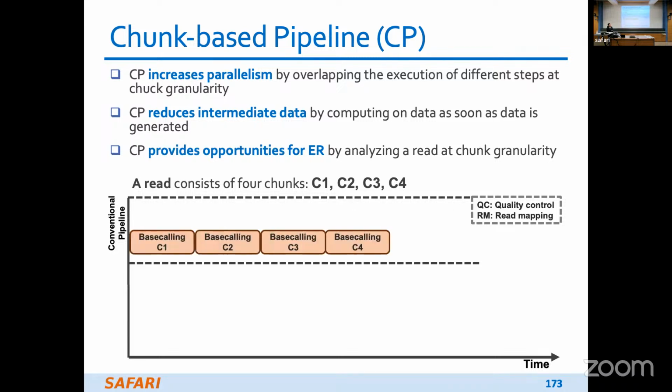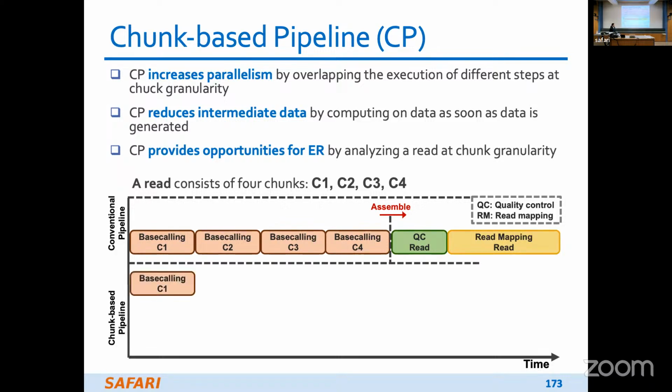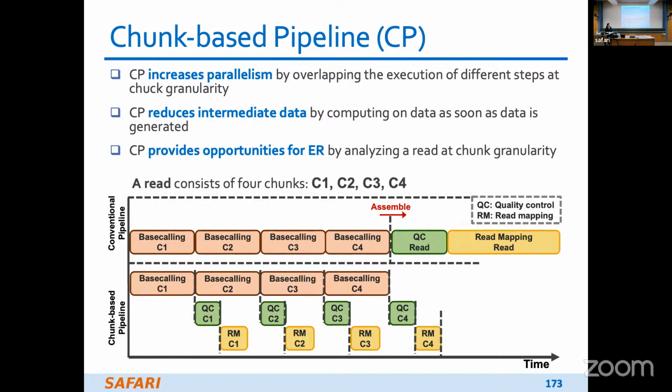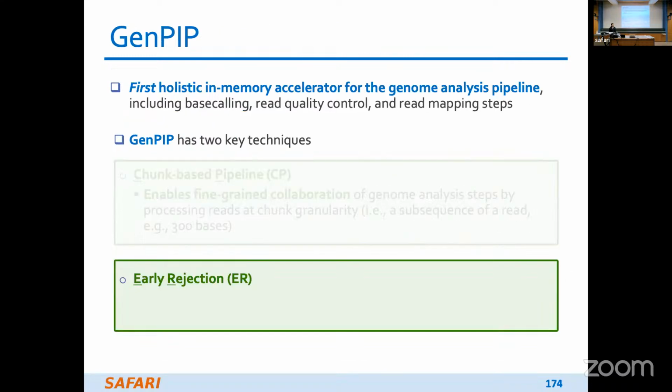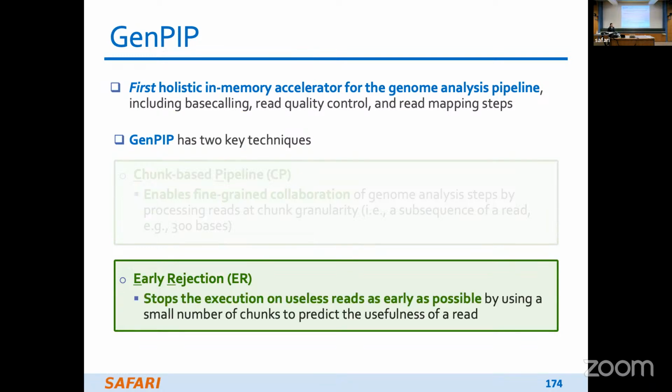In the conventional pipeline, we base call chunks one by one and assemble them into a read. And we do the quality control and read mapping at the granularity of a read. For the chunk-based pipeline, when we base call the second chunk, at the same time we do the read quality control on the first chunk, and we do the partial computation of read mapping on the first chunk. And then at the end, we assemble them and finish the computation of the read mapping. As you can see here, by overlapping the computation of different steps, we can save a lot of cycles. And the second key technique of GenePip is early rejection, which stops the execution of useless reads as early as possible by using a small number of chunks to predict the usefulness of a read.